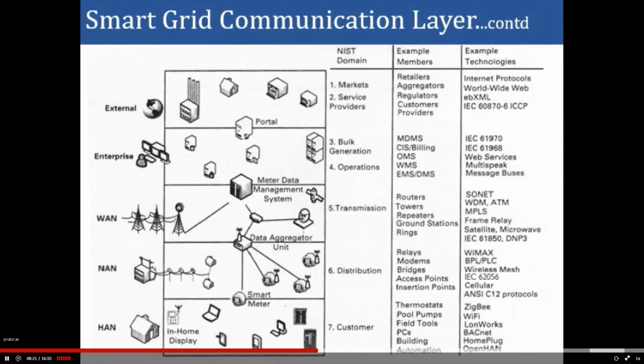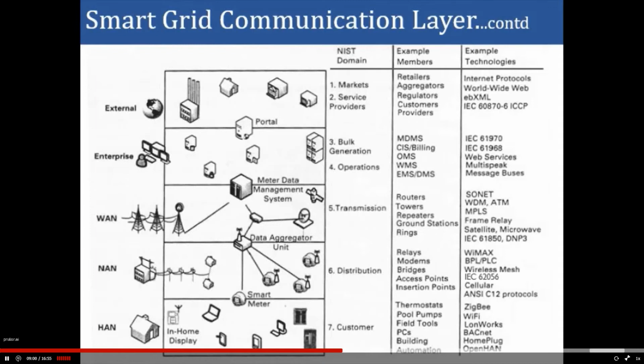So at the edge of the neighborhood area network you will see the data concentrator unit, called the DCU, which is responsible for aggregating the smart meter data from all the houses, or maybe the controller information from all the houses, aggregating it at the neighborhood area network, and then pushing the data to the upper layer, that is the wide area network.